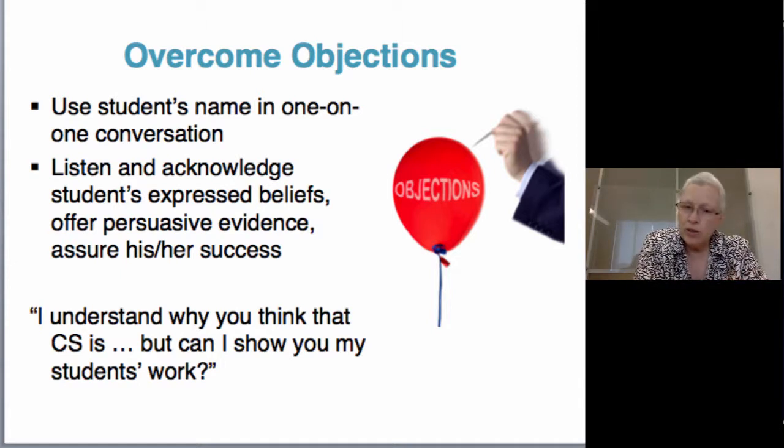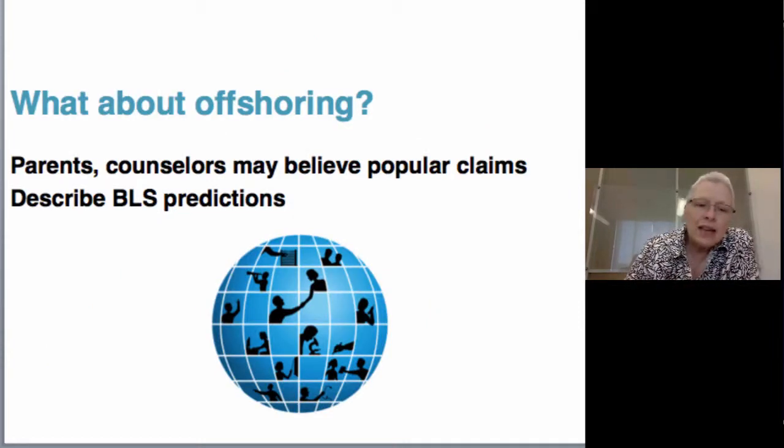And then what you want to do is let them know that the majority of computing professionals work on teams and work with clients, and that it is a very collaborative occupation, and that's the reality of the situation. And maybe if you could give them an example of a former student or just someone you know, that could be helpful. So your response would be, I understand why you might think that, but let me show you, and then give them the example.